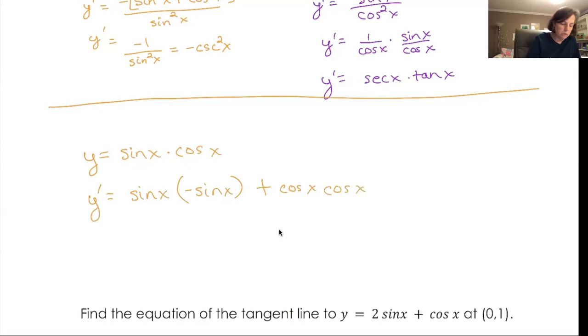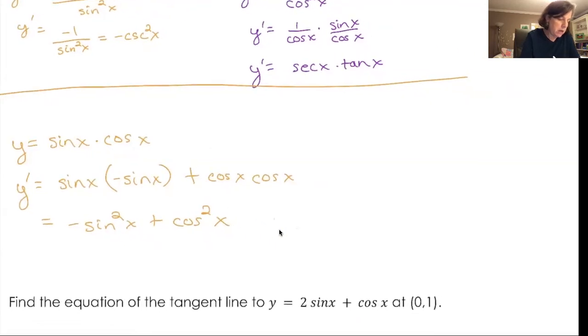So this is equal to minus sine squared x plus cosine squared x. All right, that is not equal to 1. If I had just sine squared plus cosine squared, that is equal to 1, but I don't. I have a minus out here. So I think we'll just leave it like that. Let's maybe do one other example.